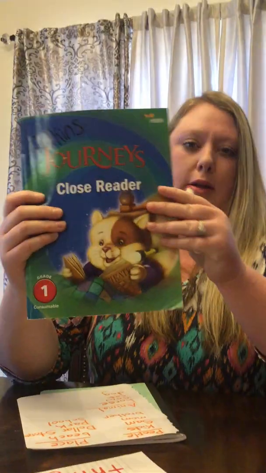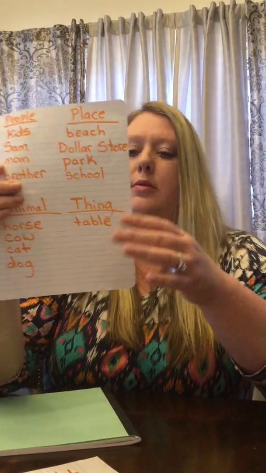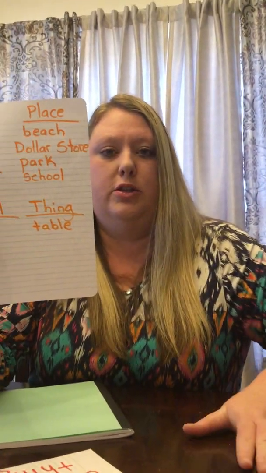Like I can touch this table. That would be a thing. I can touch this book. This would be a thing. So I'm going to write thing as my last noun. And I'm going to write table because table is a thing I can touch.